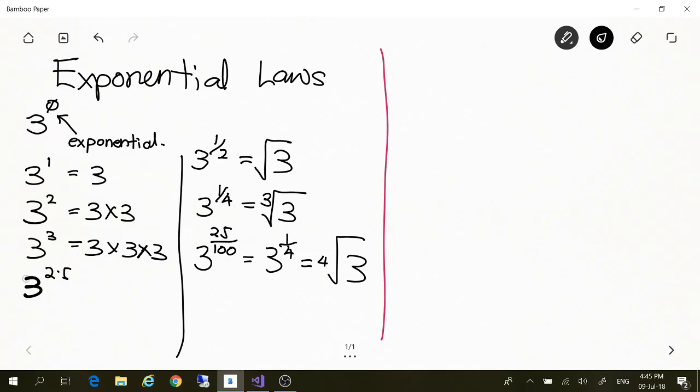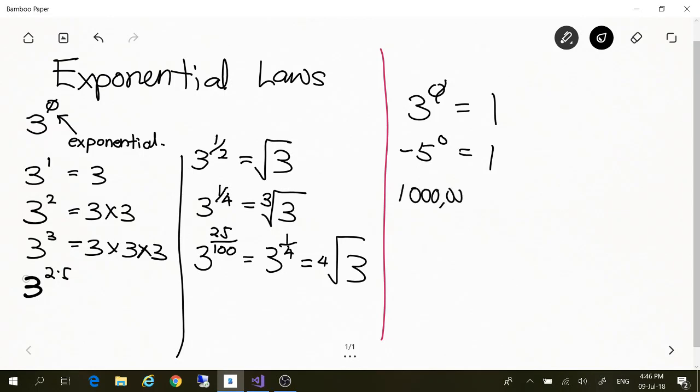Now, the next step in the exponential law is to understand what 3 to the power of 0 is. By default, in mathematics, we understand this as 1. Anything to the power of 0 is 1. So minus 5 to the power of 0 is equal to 1. What about 1 million to the power of 0? It is still 1.